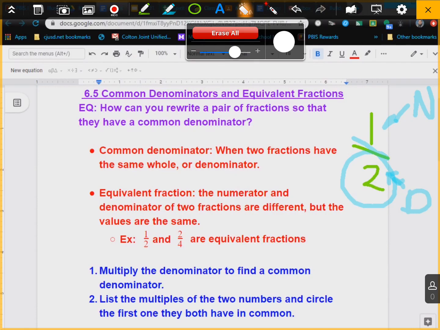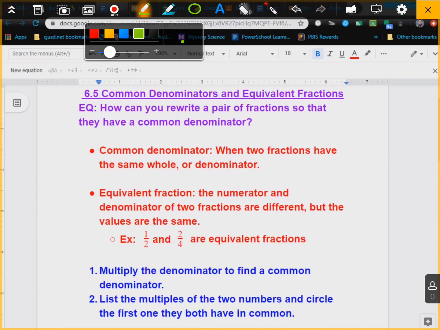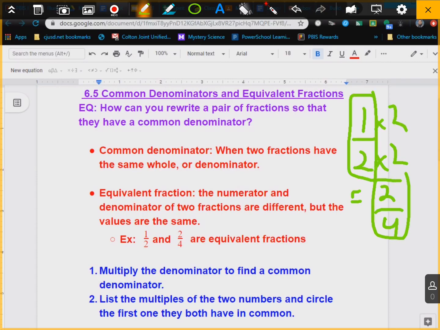And then equivalent fraction is the other part. This is when the numerator and denominator of two fractions are different, but the values are the same. For example, 1/2 and 2/4 are equivalent fractions. Because if you took 1/2 and multiplied the 1 by 2 and the 2 by 2, it would equal 2/4. They are equal to each other. Their value is the same. It is still a half. So those fractions are equivalent.